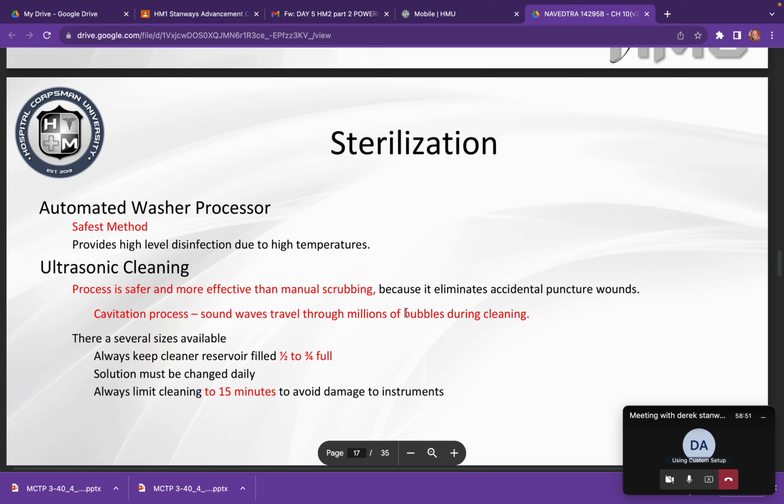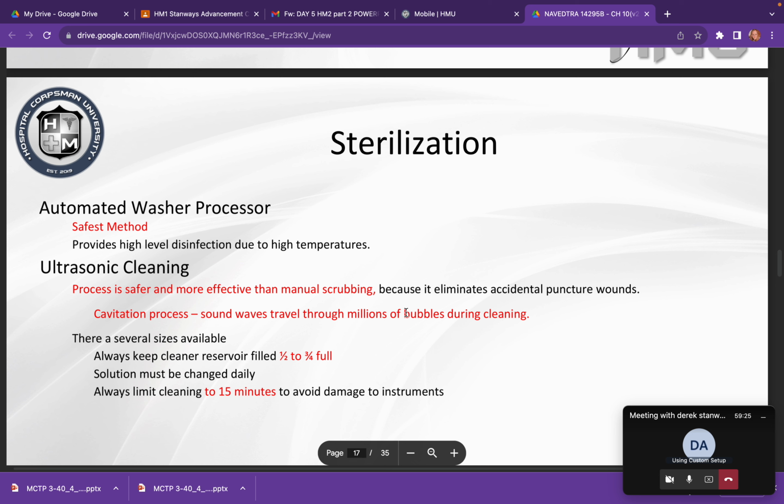So there are several sizes available. Always keep cleaner reservoir filled halfway to 3/4 of the way full. Solution must be changed daily, and always limit cleaning to 15 minutes to avoid damage to instruments. So after each day, after each shift, yes. Is the washer processor disinfecting or sterilizing? Disinfecting. Yes, thank you. Put a star next to each of those points right there, because each one of those questions has been asked on the test about how full it needs to be, how long it needs to be changed, and how long you need to limit the cleaning to for the ultrasonic.